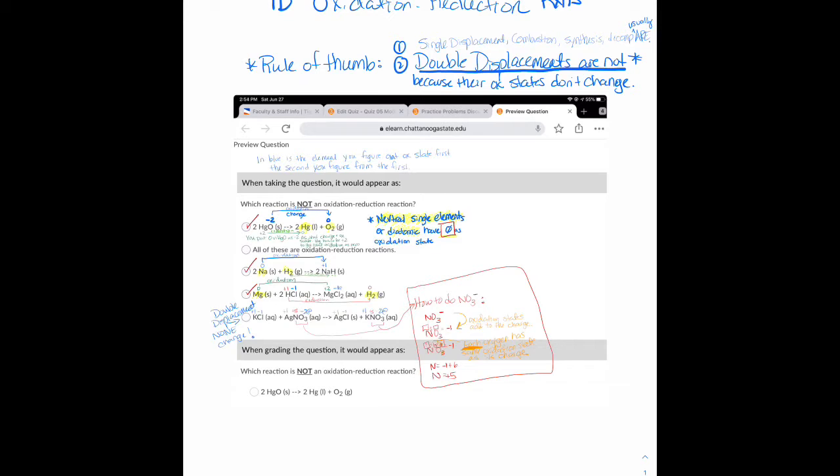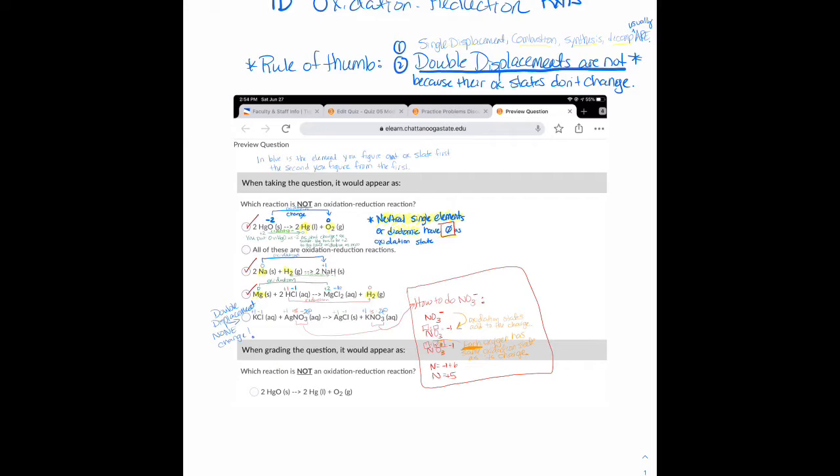Hey, so the question came up about oxidation reduction reactions. If we just need to identify if something is an oxidation reduction and we're not trying to figure out everything in it, there's a rule of thumb you can use. It's not perfect. That's why it's called a rule of thumb. But single displacement, combustion, synthesis, and decomposition usually are going to end up being oxidation reduction reactions. The one that is not is going to be double displacements.